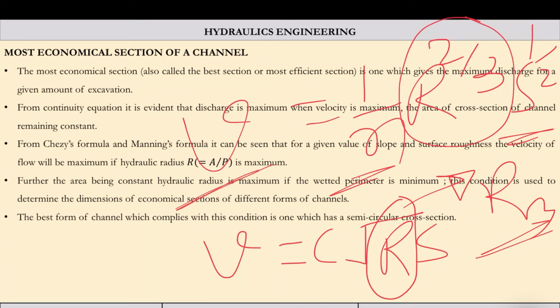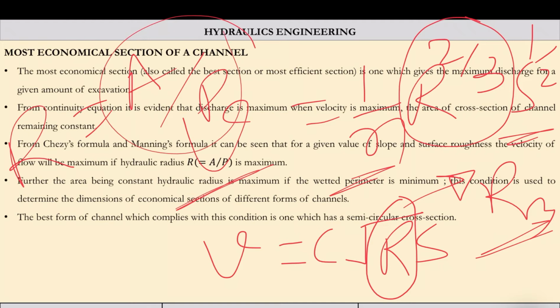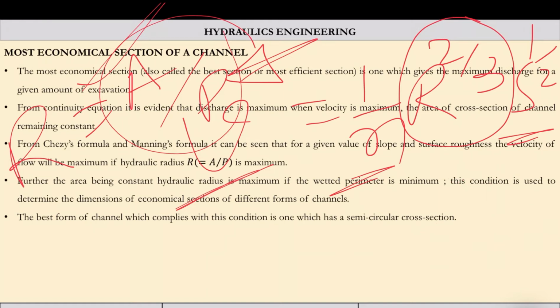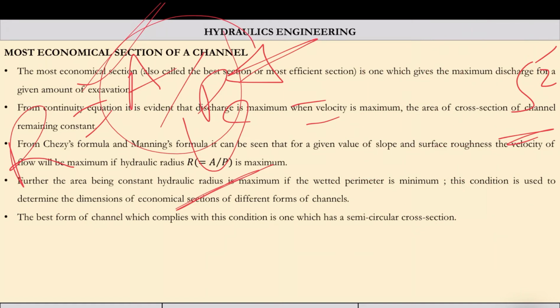maximum flow. And R is what? R is A by P. Area is constant, so we have to minimize this P. If we are able to calculate the minimum value of perimeter, then that section will give us the maximum discharge. So this is the fundamental idea behind this efficiency, to maximize the efficiency of a given channel.